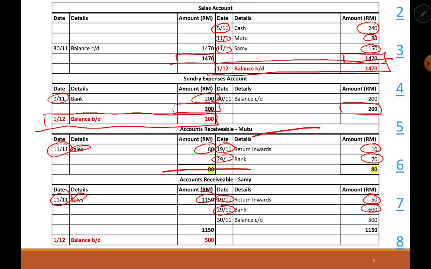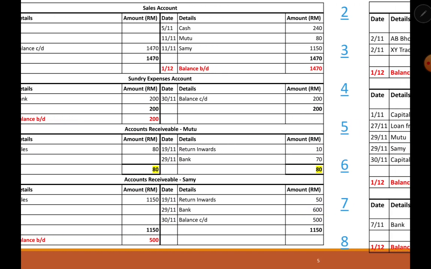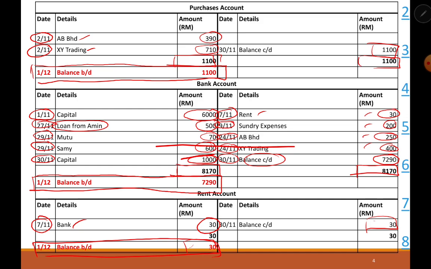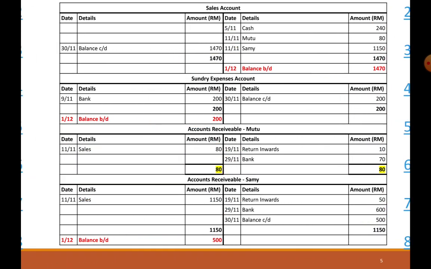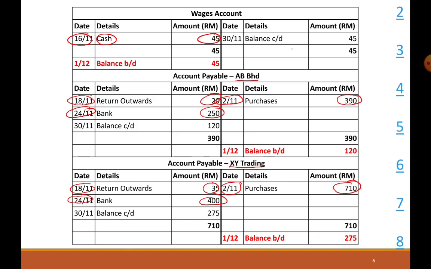Account receivable. Okay, for account receivable, there is no balance, because the debit and credit side have the same amount, so no balance. For account receivable SAMI, we have a balance carried down of 500 ringgit and it becomes a debit balance of 500 ringgit. And for wages, balance carried down of 45 ringgit and we have a debit balance of 45 ringgit.